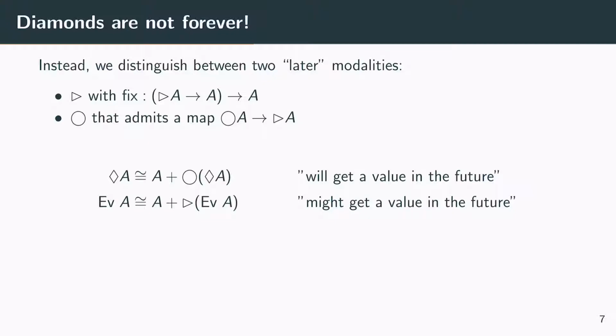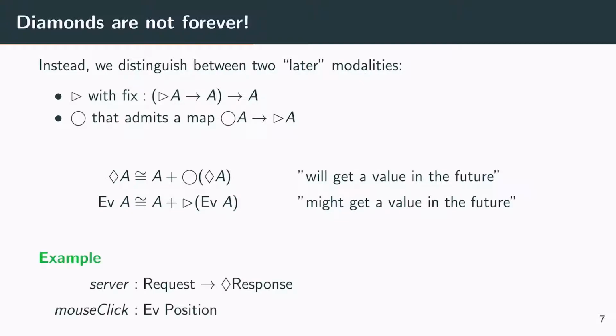And this will allow us to distinguish between those two solutions, the inductive and the co-inductive solution to the type equation that I've shown you earlier. Right? So we get this one here with the circle, which is our diamond A, which means that we will get a value of type A in the future, and we get this one here that uses the triangle, which is the type of events of type A, which might give us a value in the future, but not necessarily.